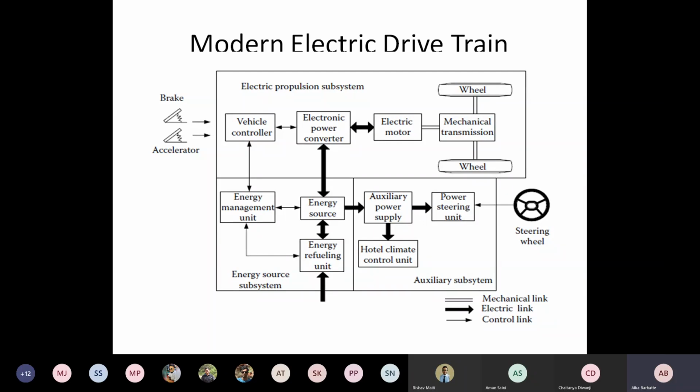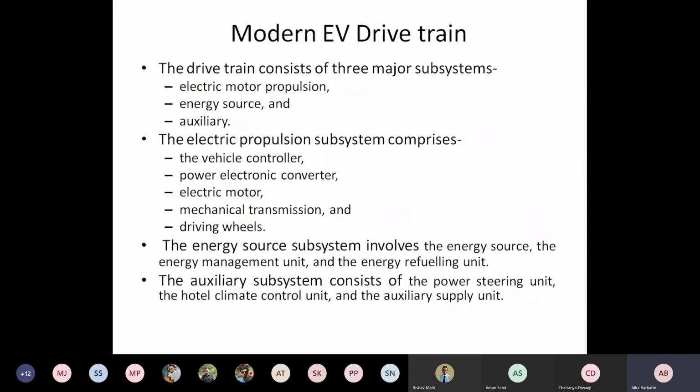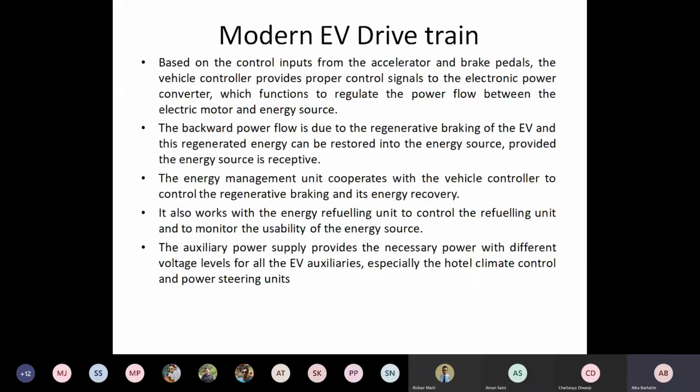It can be broadly classified into three subsystems, and in coordination with your electronic power converter and energy source, all the power management is done. And your motor is responsible to drive the vehicle. So this is regarding your modern electric vehicle drivetrain. This we already discussed. The same thing has been represented over here. This also we have discussed.